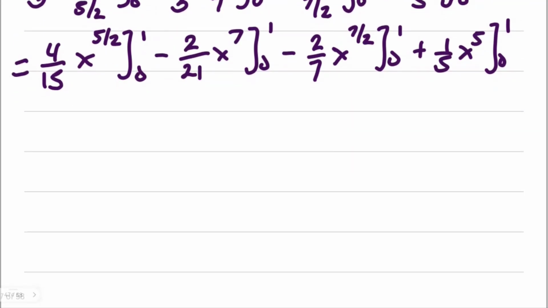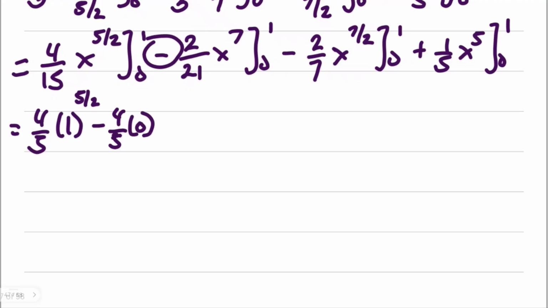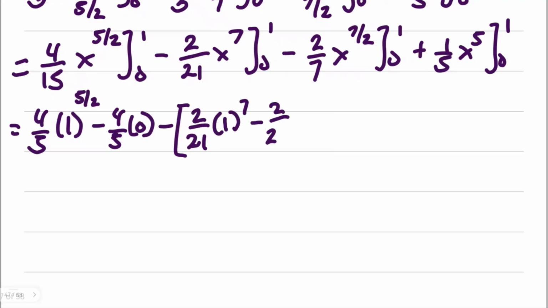Now, applying the boundaries, this is 4/5. You have here 1 to the power of 5/2 minus 4/5 times 0. If your terms are preceded by a negative sign, make use of parentheses. It might not be needed here because the lower boundaries are 0, but just to be consistent, let's have grouping symbols. You have here 2 over 21, 1 to the power of 7, minus 2 over 21, 0 to the power of 7. I mentioned not necessarily needed because that's automatically 0. But again, to be consistent with what we did, let's have that.